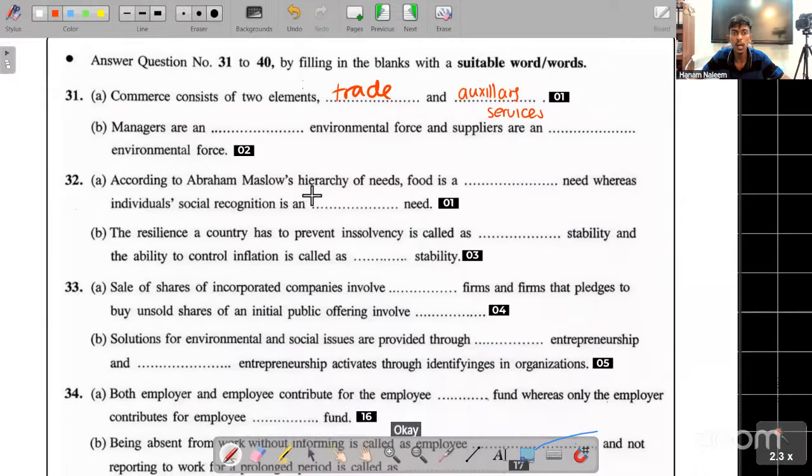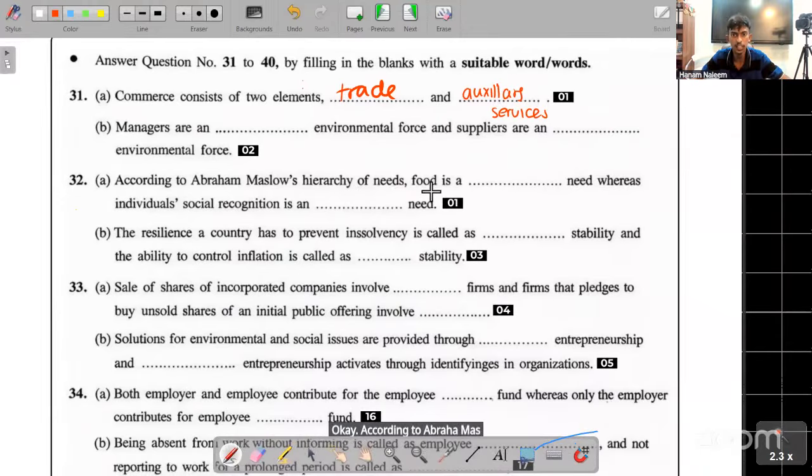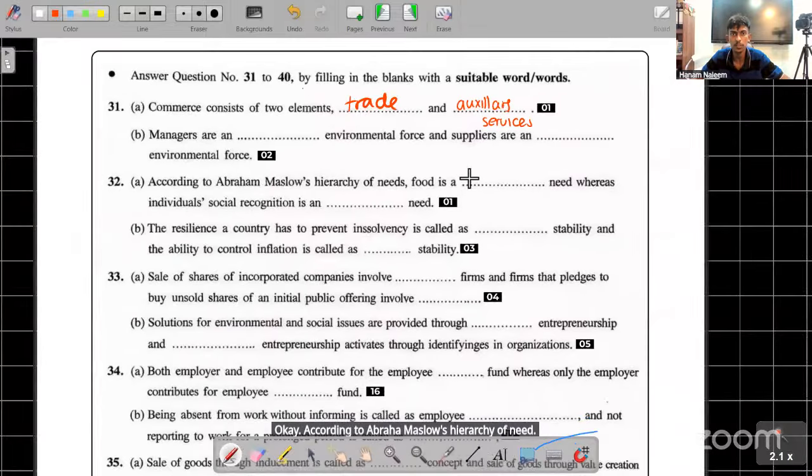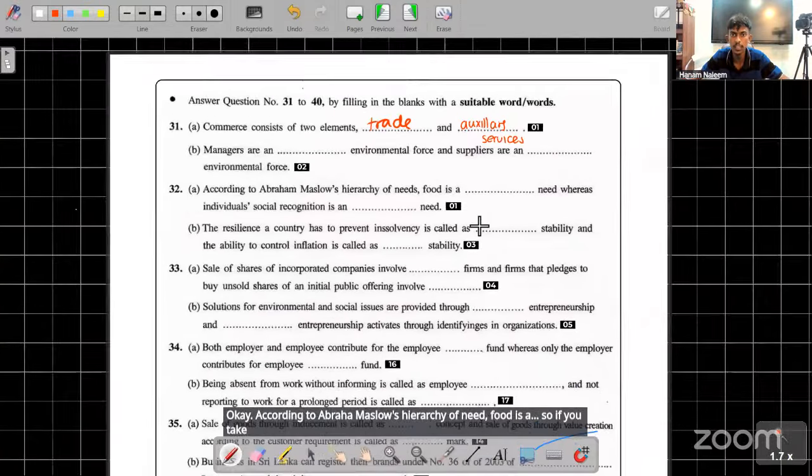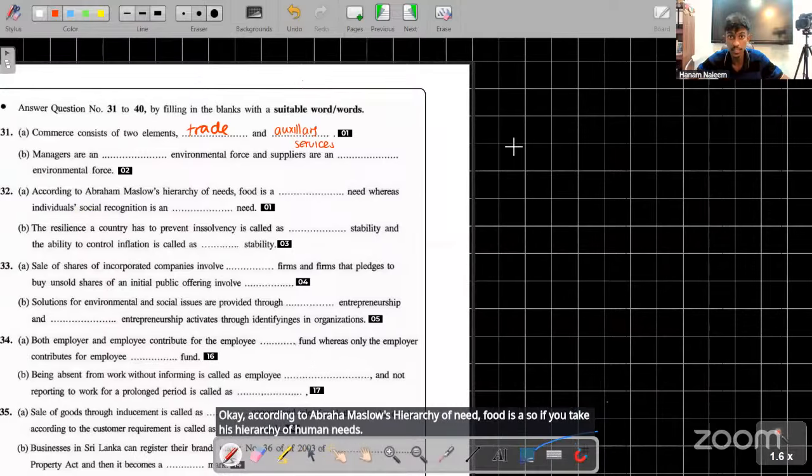Okay. According to Abraham Maslow's hierarchy of needs, food is a. So if you take his hierarchy of human needs, what's the shape he represented to show the hierarchy of human needs?